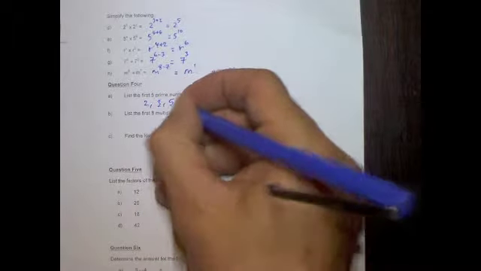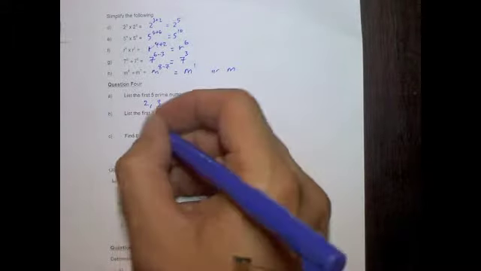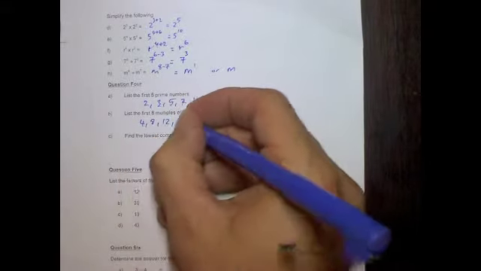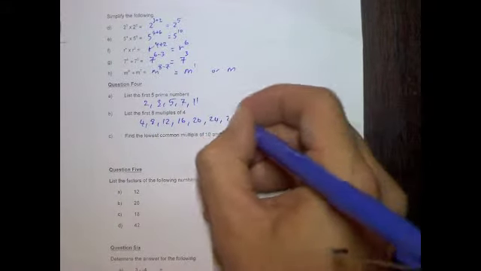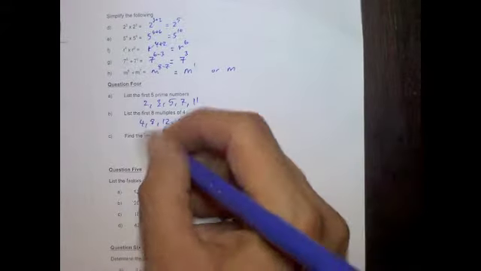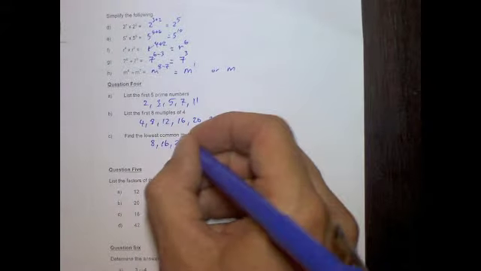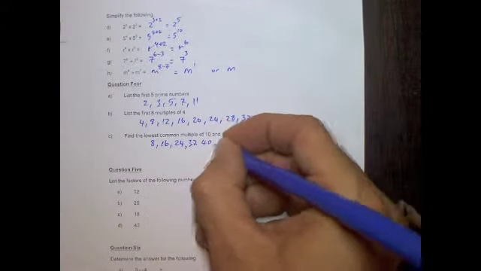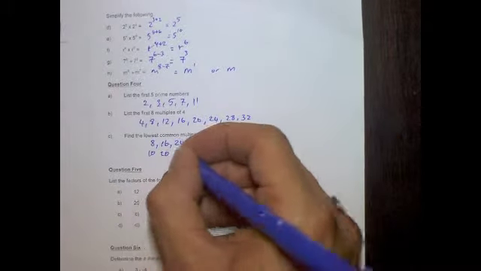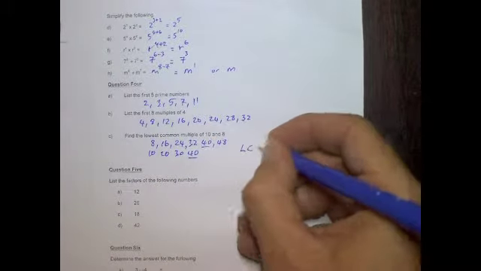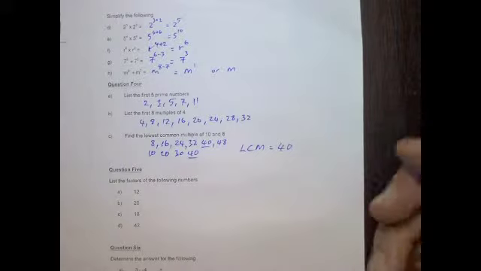Now the first 5 prime numbers, 2, 3, 5, 7, and 11. List the first 8 multiples of 4, so 4, 8, 12, 16, 20, 24, 28, and 32. Find the lowest common multiple of 8 and 10. There we go, there's the multiples of 8, and these are the multiples of 10. Lowest common one is 40.